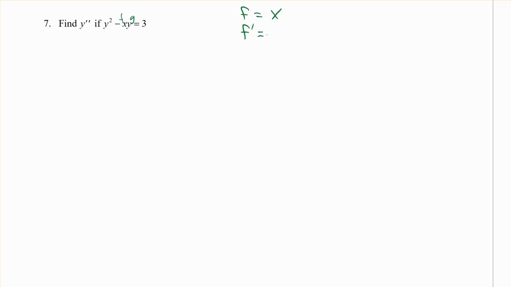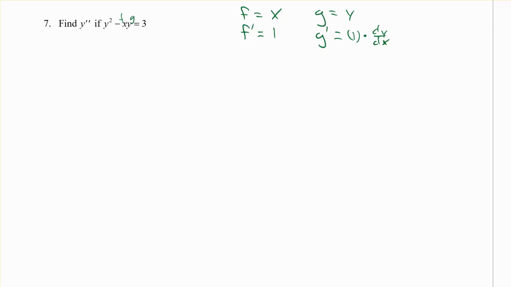F prime is going to be equal to, well, derivative of x is just 1. G is y, and g prime is going to be, well, 1, but then remember times dy/dx, and that's the thing we're going to need. Okay, so we've got that kind of figured out now.